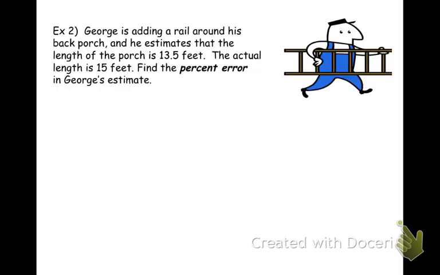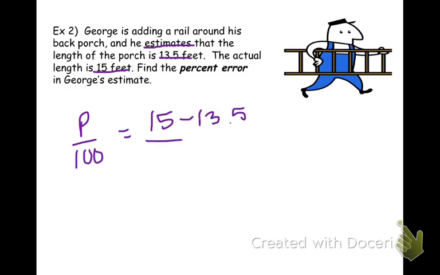George is adding a rail around his back porch, and he estimates that the length of the porch is 13.5 feet. So here's that word, estimate. So we know that there's going to be an error in that. He didn't actually measure it, but the length is actually 15 feet. So he estimated 13.5. So we have our percent over 100. And again, we're taking the absolute value of the error, so we always just subtract the smaller from the larger. And then the actual in this case is 15.